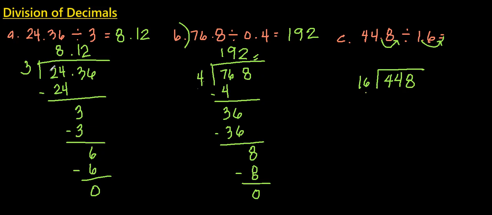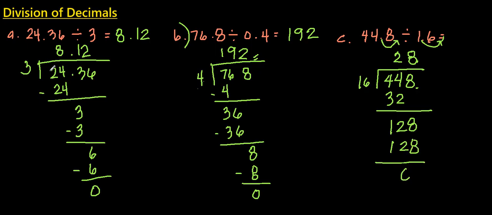44 divided by 16 is 2, right? 2 times 16 is 32. 44 minus 32, 12, 128. So bring down 8. So the decimal point is here, okay? 128 divided by 16 will get 8. 8 times 16 is 128. So the answer is 28, a whole number.